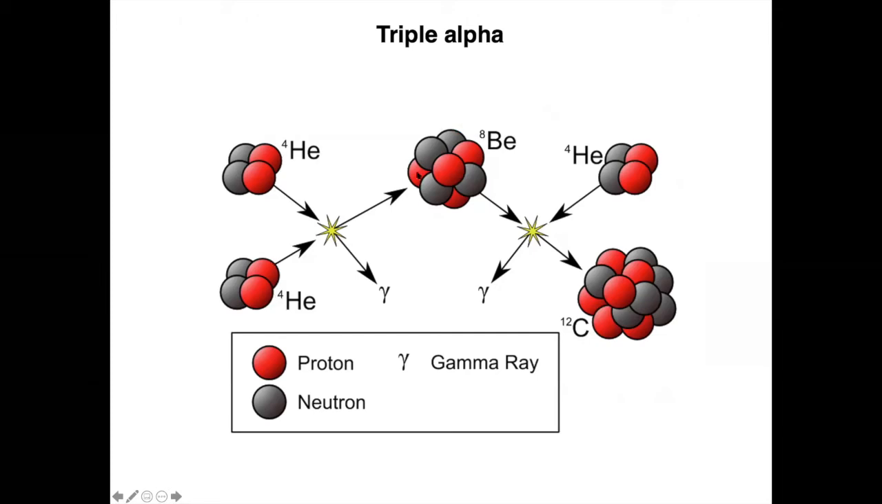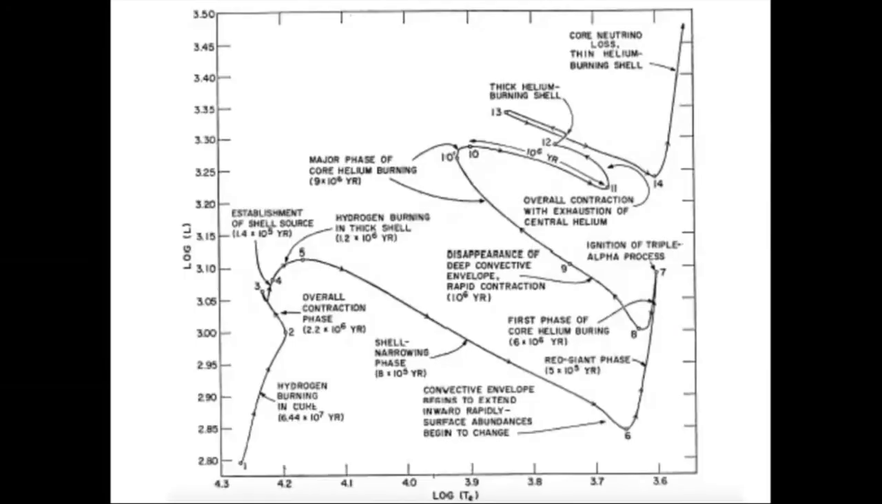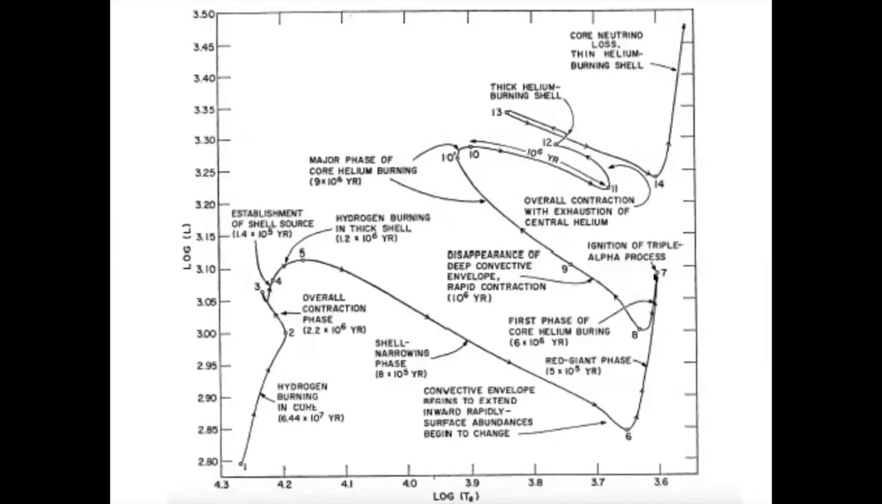It generates beryllium-8. Now, beryllium-8 is a very short-lived nuclide, but it has a lifetime about the time that two particles moving in the core will take to collide with each other. So it has enough time, even though it's short-lived, to collide with another helium-4 and then generate carbon. So this is the process that leads to carbon production. This is the process of helium fusion. At this point of the red giant branch, that's when helium fusion starts.